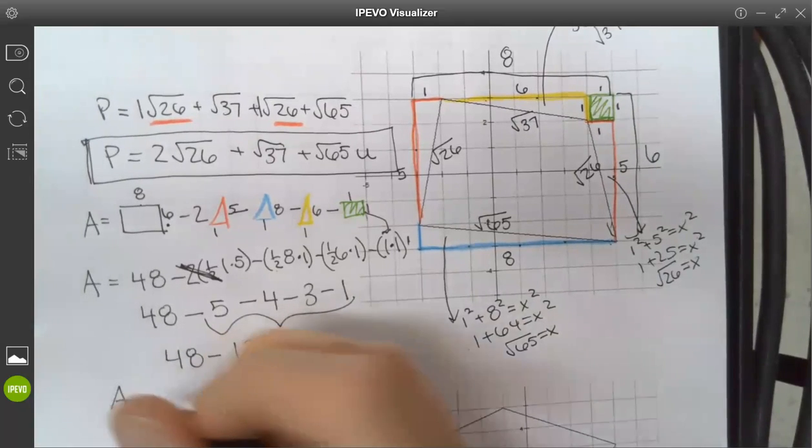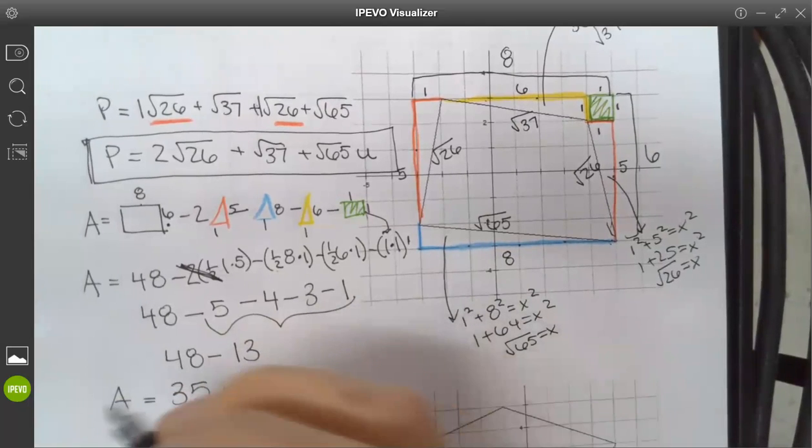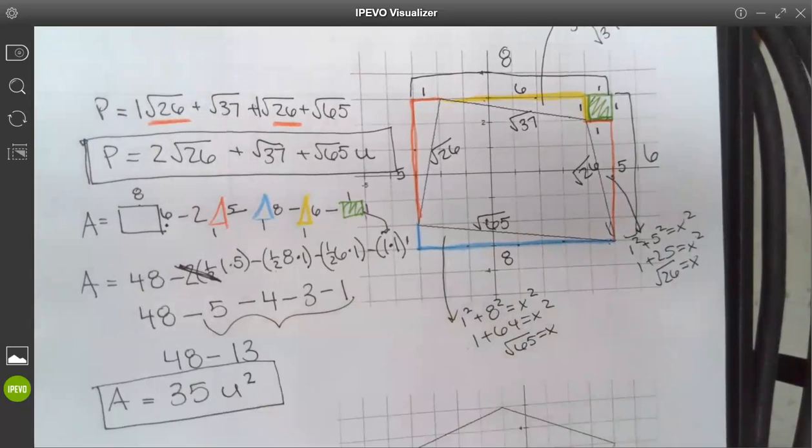And what does that give me? 35 units squared for the area of that trapezoid.